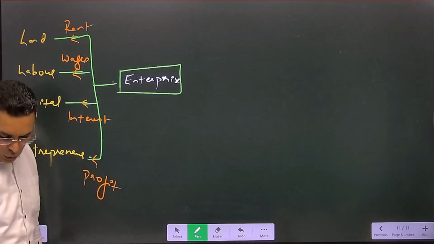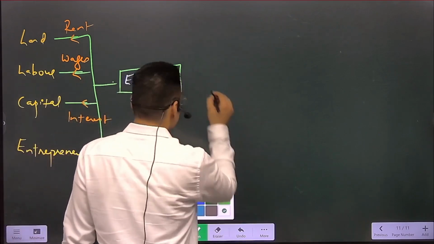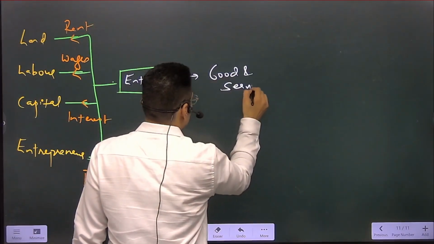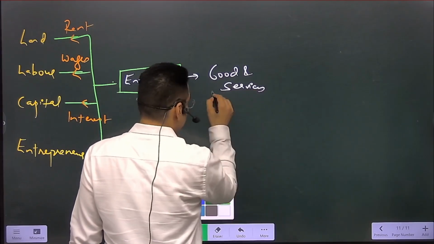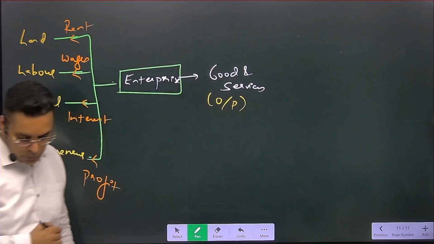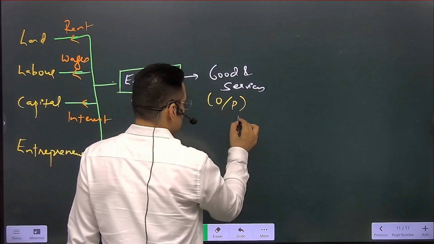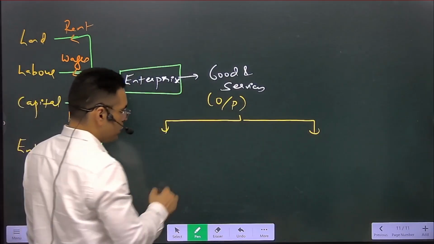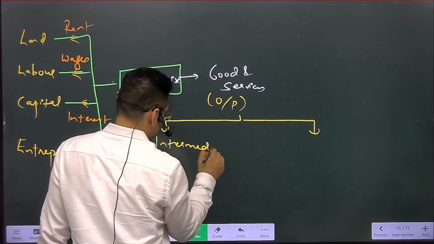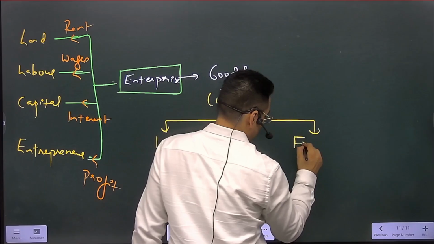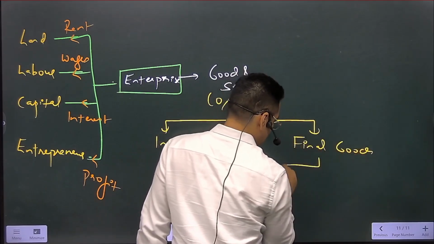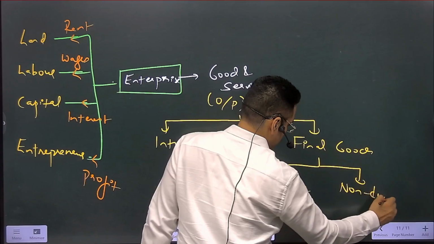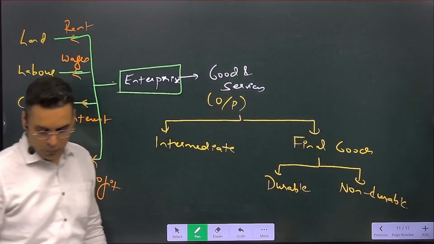So they together come, all of them, they come together and they produce what? Goods and services. Okay, as a output. ठीक है. नाउ गुड्स एंड सर्विसेज आउटपुट प्रोड्यूस करते हैं. इट कैन बी फाइनल गुड और इट कैन बी इंटरमीडिएट गुड. इंटरमीडिएट और फाइनल गुड्स. इन फाइनल गुड्स इट कैन बी ड्यूरेबल गुड्स और इट कैन बी नॉन ड्यूरेबल गुड्स.